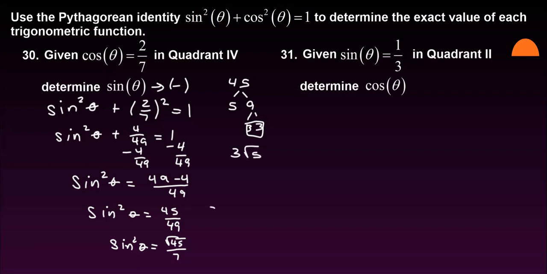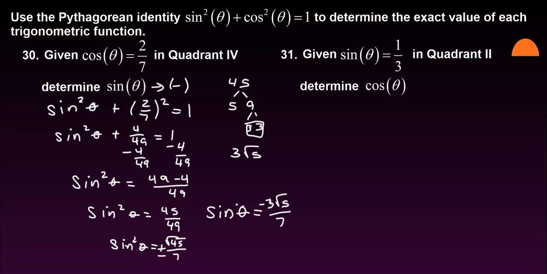So since we're talking about sine of theta, it is equal to 3 square root 5 over 7, and since we're talking about quadrant 4, we already said that sine has to be negative. So instead of using plus or minus, we only use one sign. They told us what quadrant, so we know which sign it's going to be. It's going to be negative.